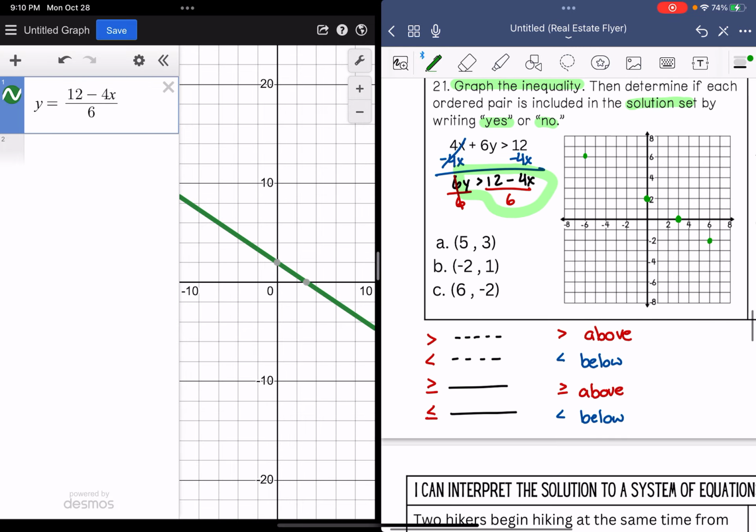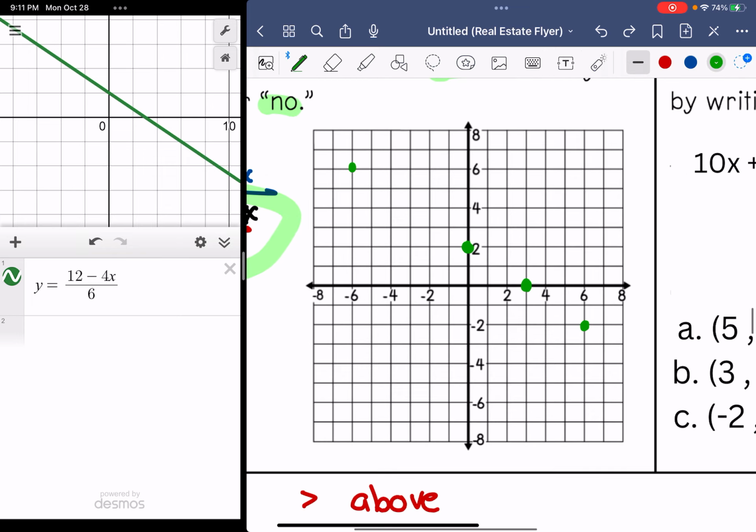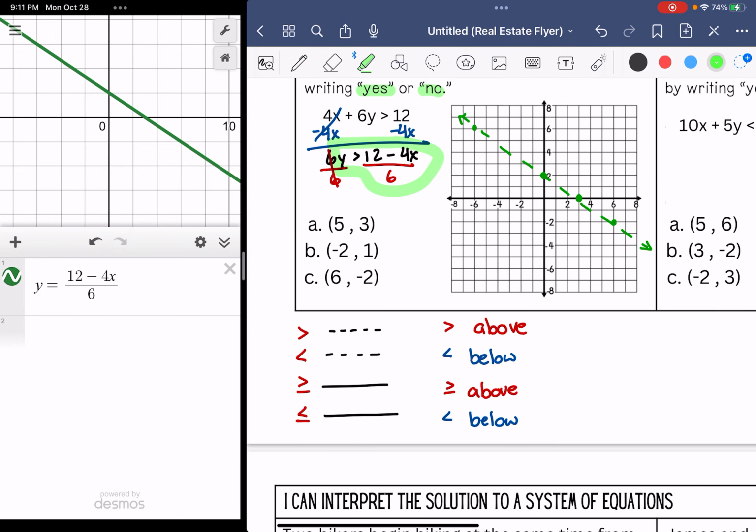Okay, I almost missed something. It is kind of late. So, right here, I need to take a look at my symbol. My symbol is a greater than sign. Greater than will mean a dotted or dashed line and shade above. So I should be connecting these dots with a dashed line, and I should be shading above. So I'm going to go ahead and color in above my line.